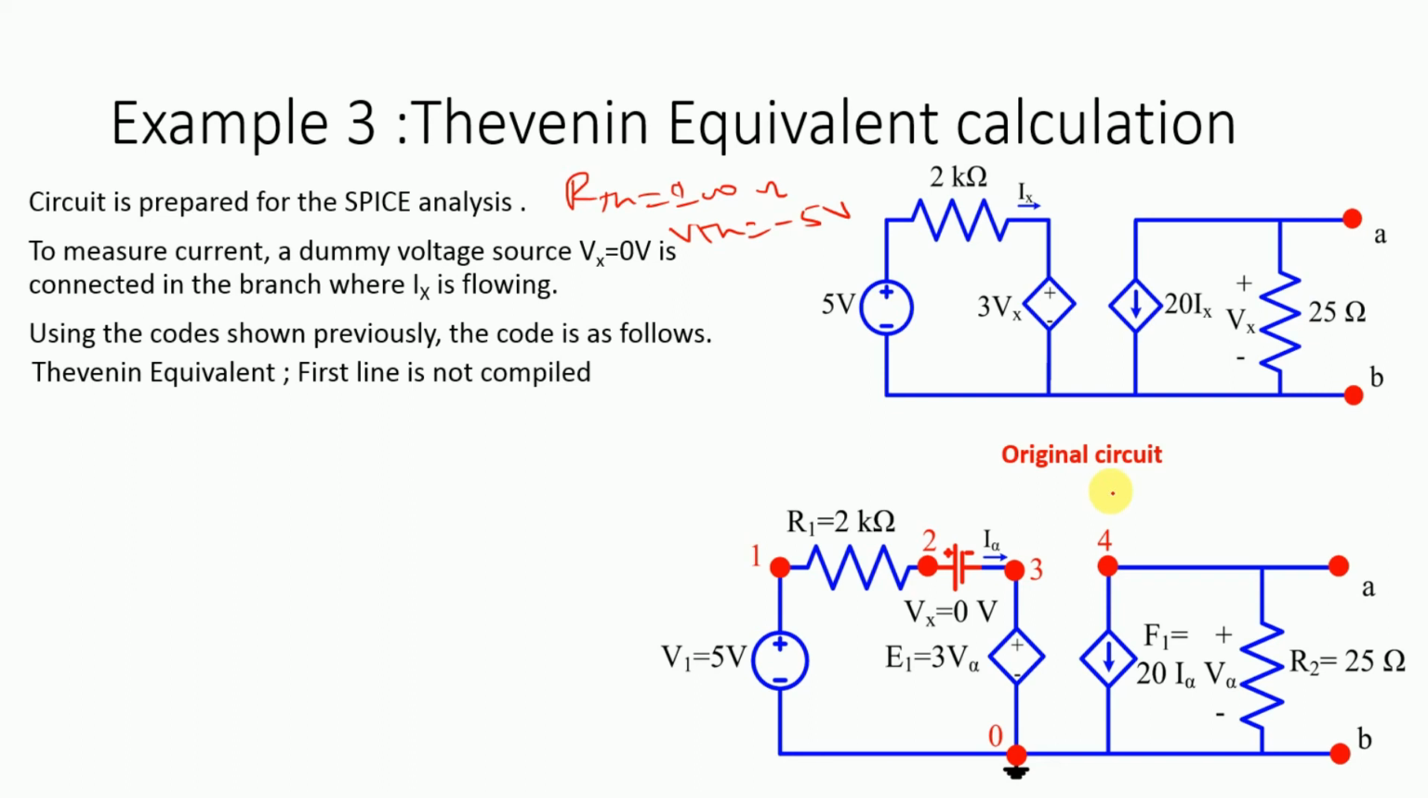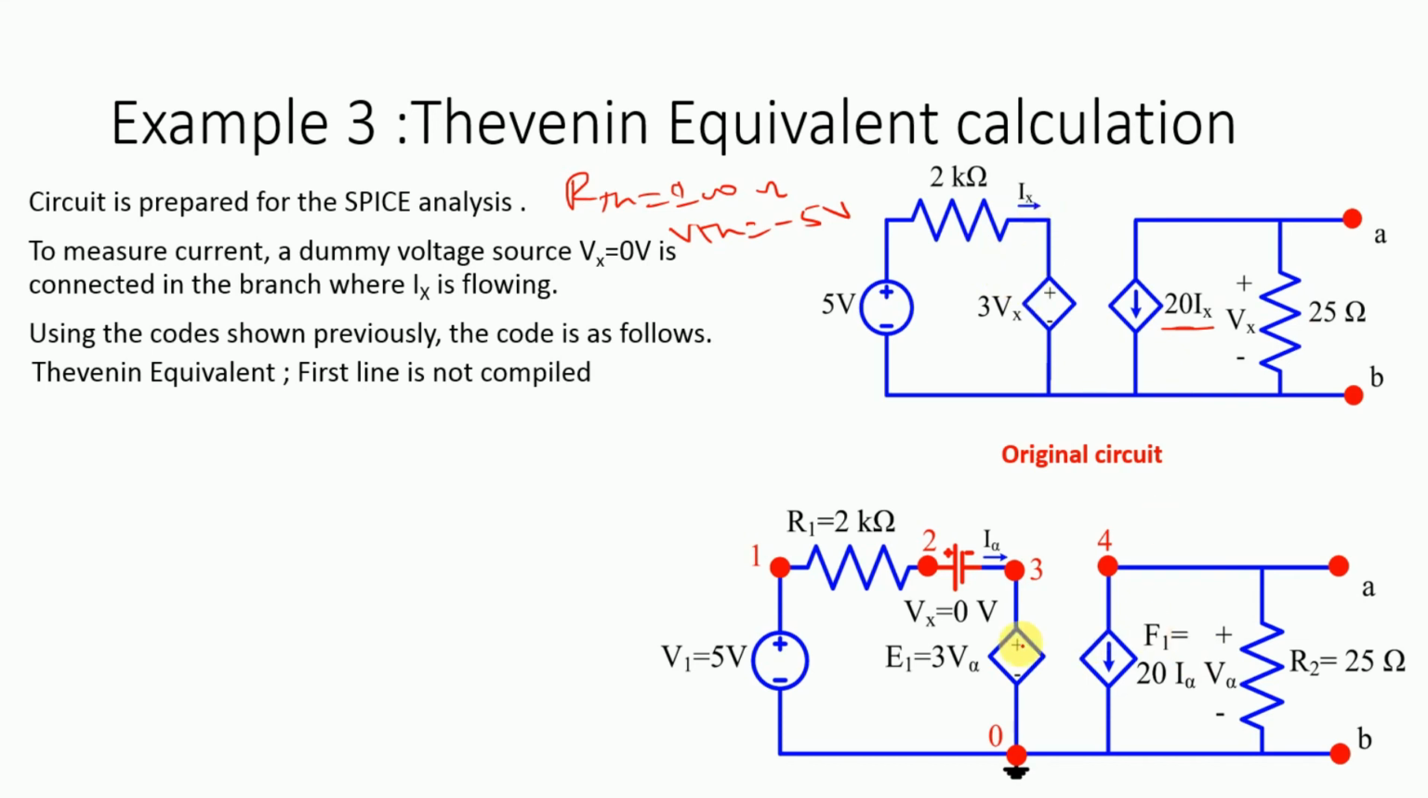So first of all, I have prepared this circuit for the SPICE analysis. For that, because there is a current controlled current source, we need to identify some dummy voltage source here. So I have placed a dummy voltage source here, and the rest I have defined. This is node 1, this is node 2, this is node 3, this is node number 0. So this I have designated with alpha here.